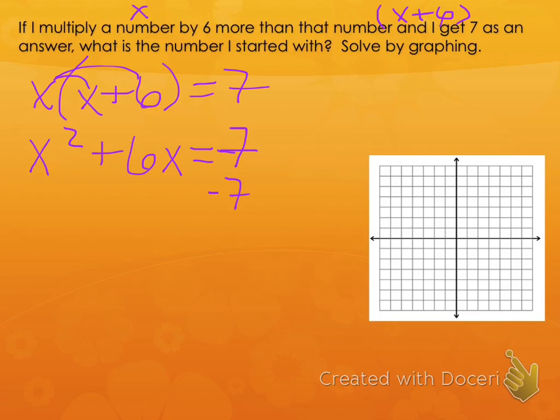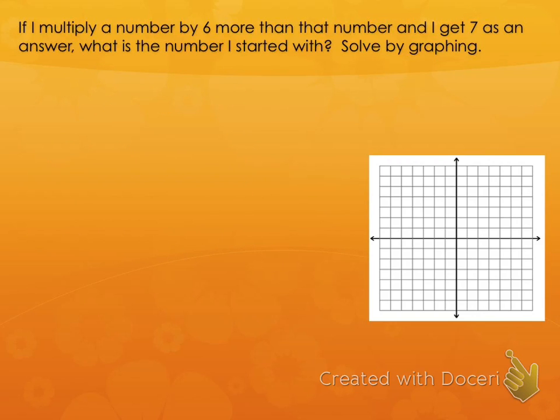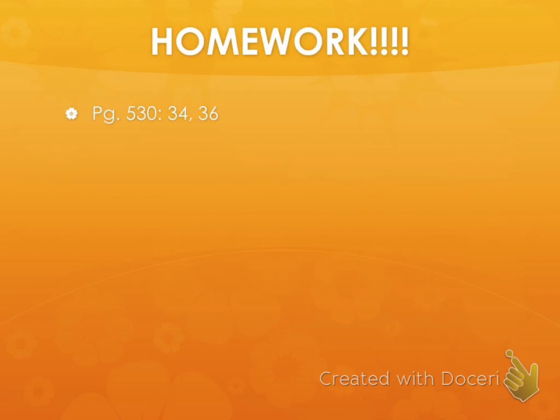Then move the 7 to the other side, so I get x squared plus 6x minus 7 is equal to y. Then I can graph that and find out where it crosses my x-axis, and those will be my solutions for this problem. And there are the two problems for homework. Make sure we graph and also then decide where our solutions happen.